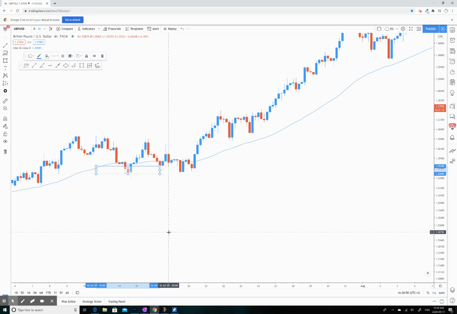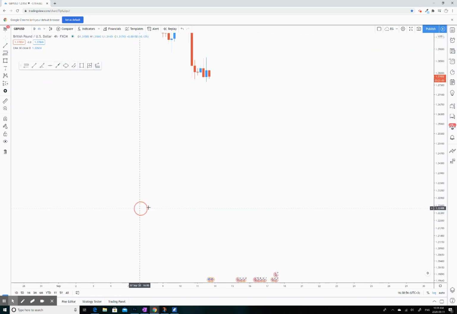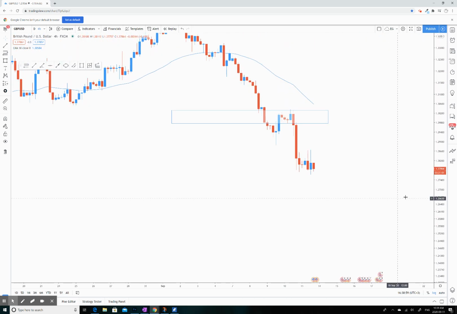The settings will not open for some reason. Okay, TradingView's being a little funny. Let's just go back. So I'm thinking this is going to be a nice zone. That's a lot lower anyway than current price.